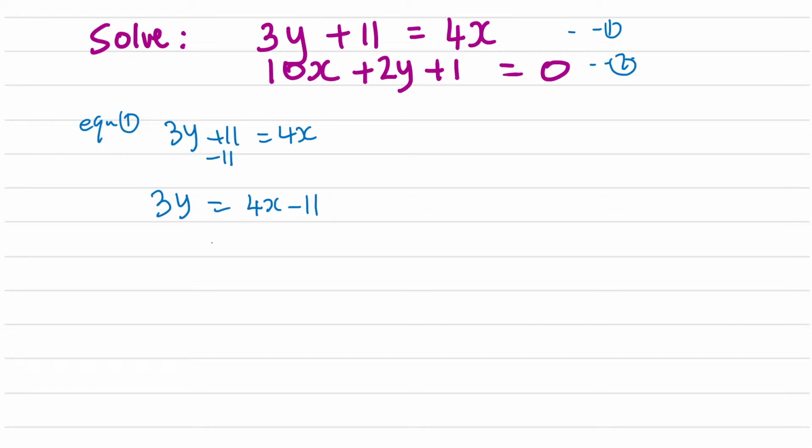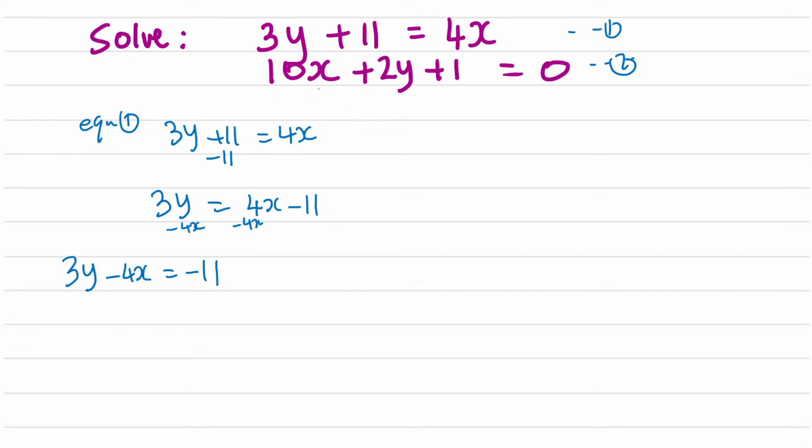Yes, well done, Mohammed. We need to rearrange. So we're going to take away 4x. There's no such thing as saying you must move the x or you must move the y. Whatever you do, if you do it correctly, you will get the same answer. So we're going to rearrange this. We will get 3y minus 4x equals negative 11.